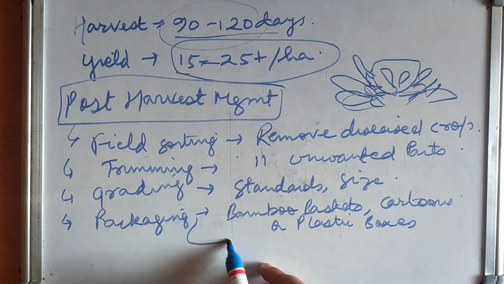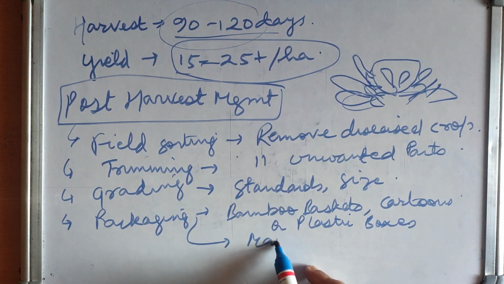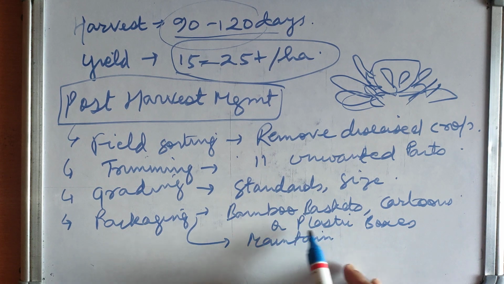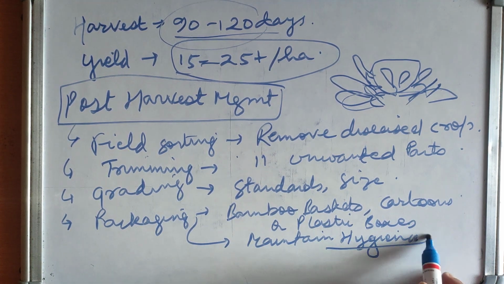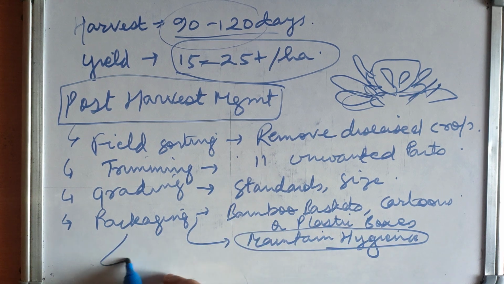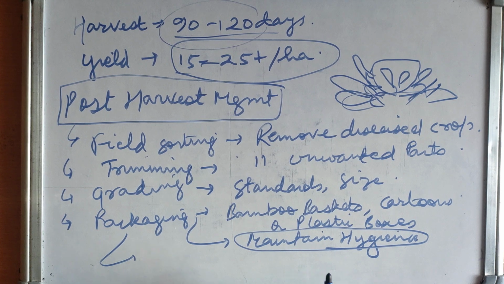Here in packaging it is necessary to maintain proper hygiene so that the cauliflowers are in good condition in the market. Maintaining unhygienic practices leads to deterioration of its quality. Storage should also be hygienic.